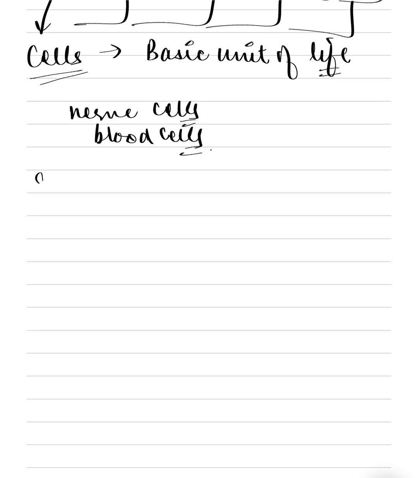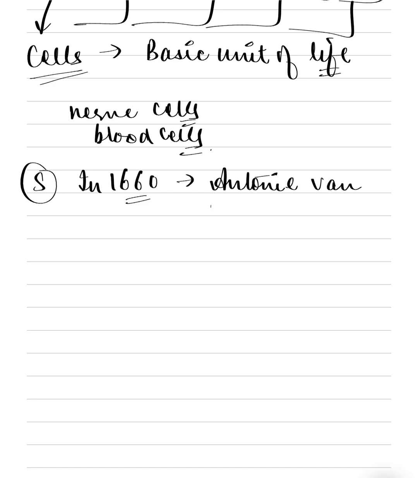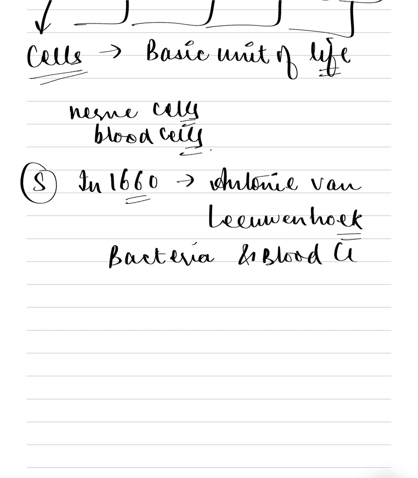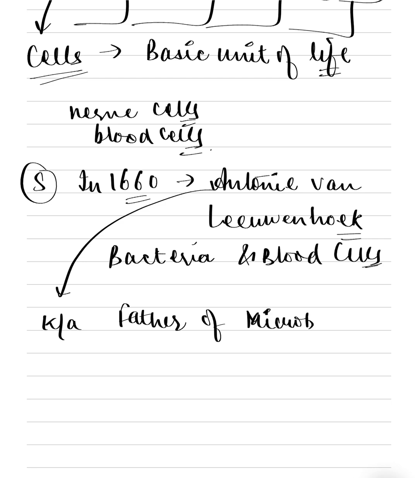Right? Now there was another scientist in 1660. His name was Antony van Leeuwenhoek. He saw clearly and described microorganisms such as bacteria and blood cells. He is also known as the father of microbiology.